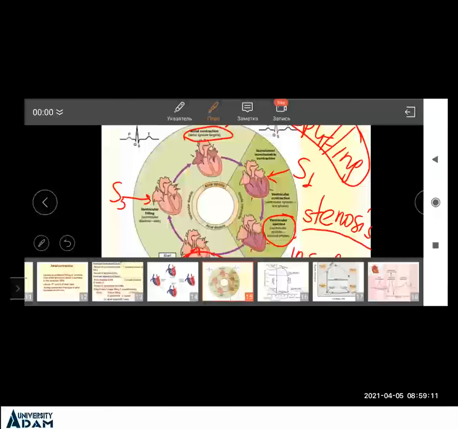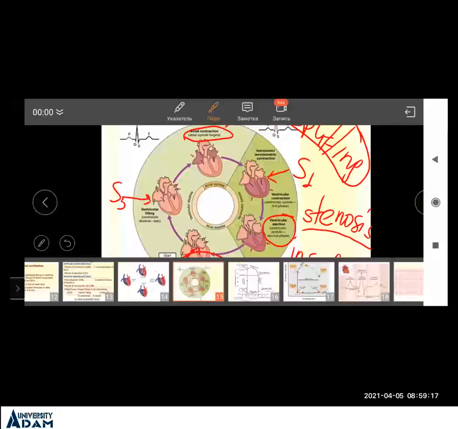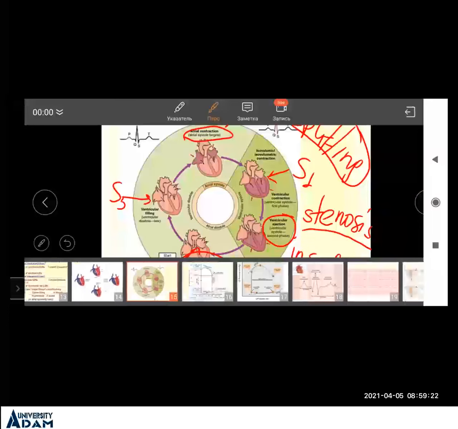That's all about the cycle and sound. Is it clear?